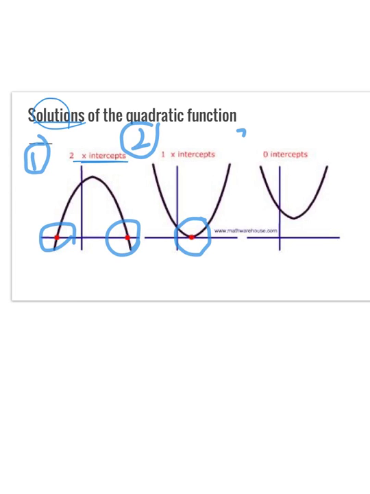And the third scenario is our quadratic function might not have a solution at all, zero intercepts, meaning this parabola is way above the x-axis, so it's not even going to cross or intersect the x-axis. So there are three different scenarios for the number of solutions of a quadratic function.